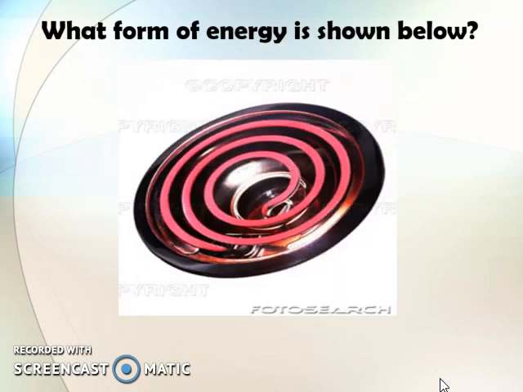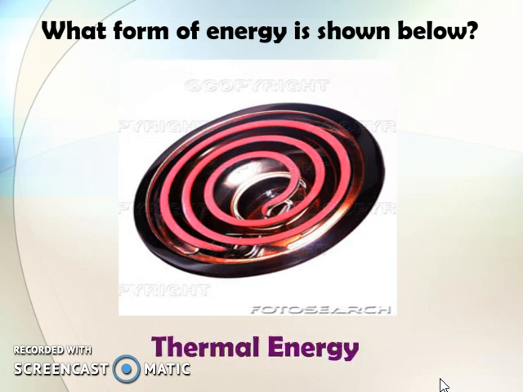This is a hot source on your stove. It's got so much resistance to the electrons moving through it that, so you've got some electrical energy, but what other kind of energy is going on there? Heat would be thermal energy.